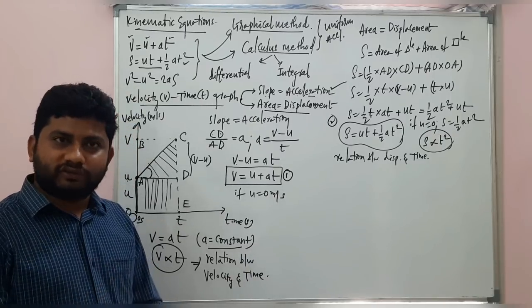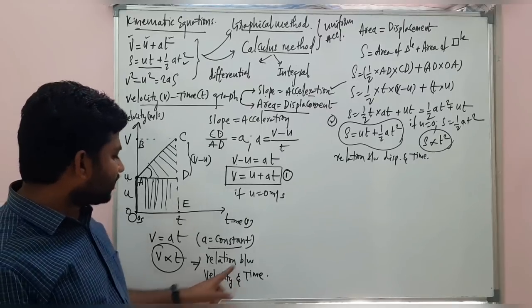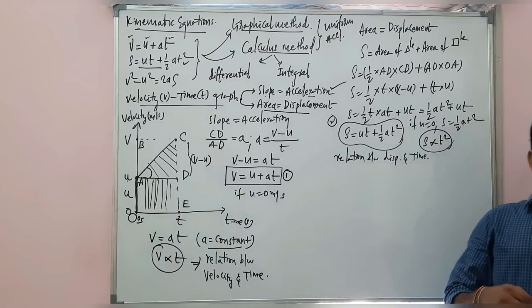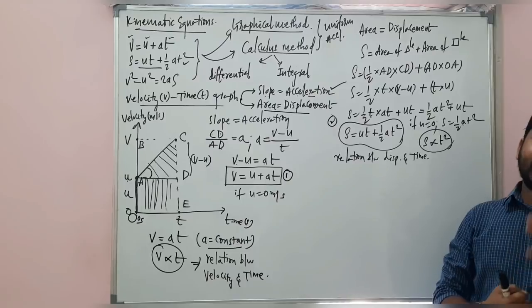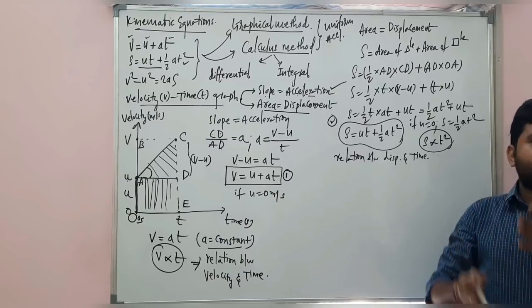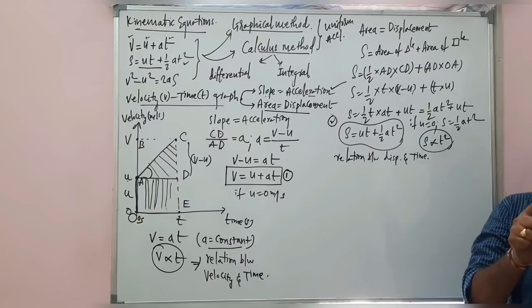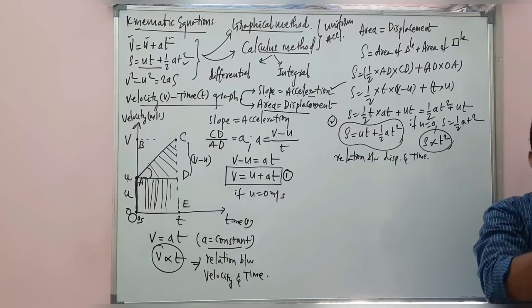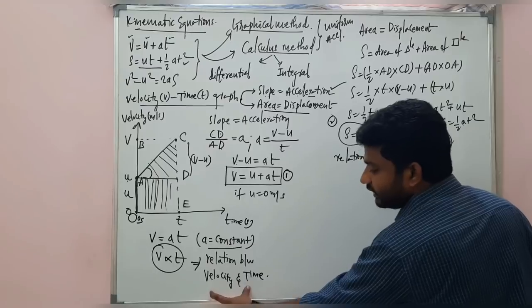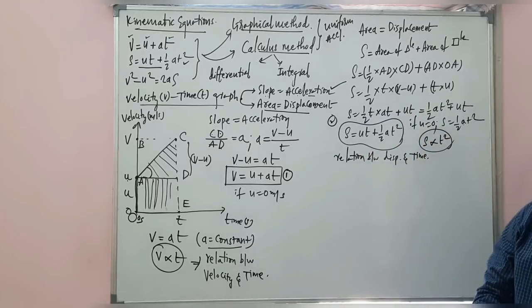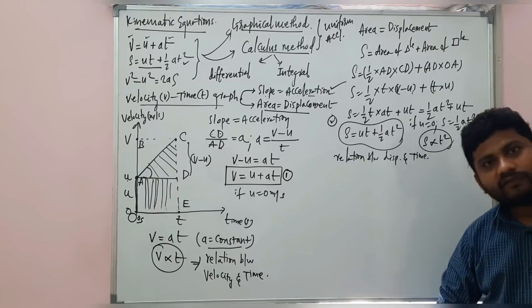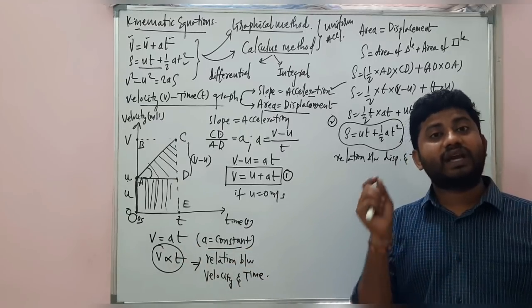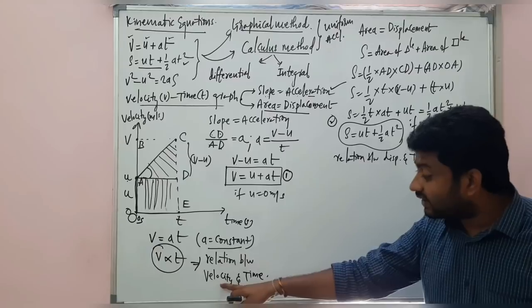All right. Let's talk about the third equation of motion. Why are we talking about the relation between velocity and time, and the relation between displacement and time? Because in exams, especially theory exams, the question can be asked in this way: derive a kinematic equation which gives you the relation between velocity and time. Which equation will you derive? Will you derive S is equal to UT plus half AT square? No, right? Will you derive V is equal to U plus AT? Yes, because they are asking you to derive the velocity time relation.